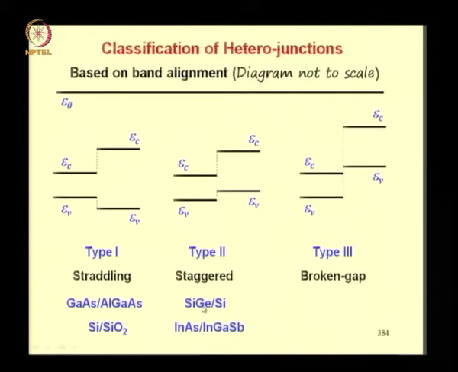Examples: type 2, so left hand side is silicon germanium, right hand side is silicon. Evidently right hand side is higher band gap and left hand side is lower band gap in this case. Similarly, left hand side is indium arsenide, right hand side is indium gallium antimonide. Example of broken gap heterojunction: left hand side is indium arsenide, right hand side is gallium antimonide.